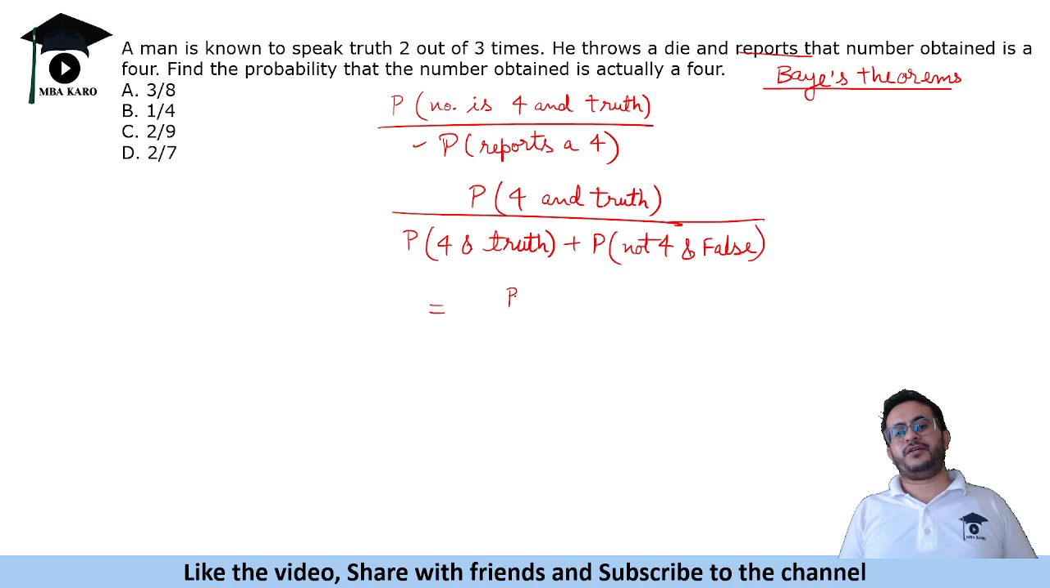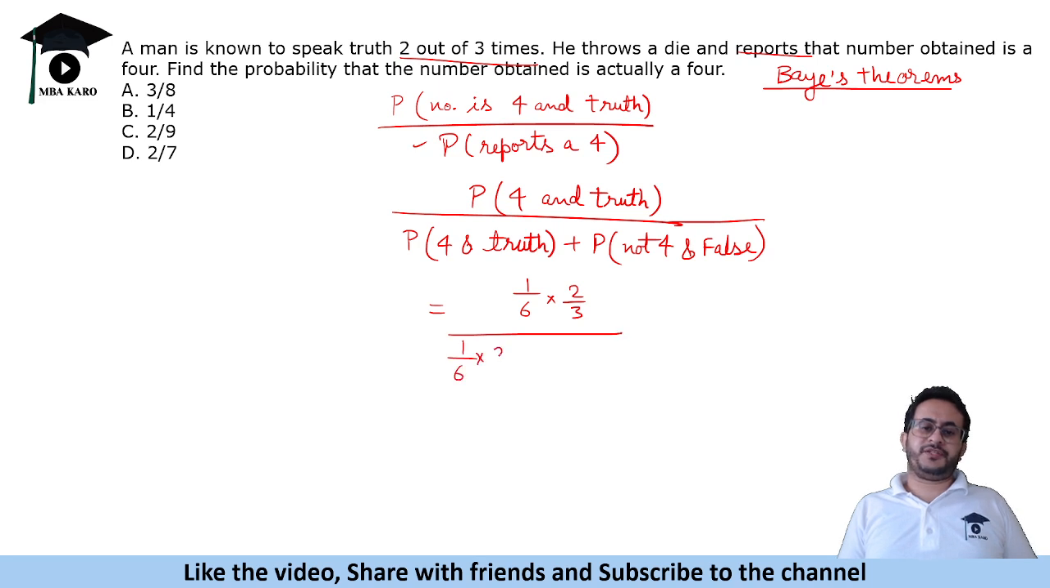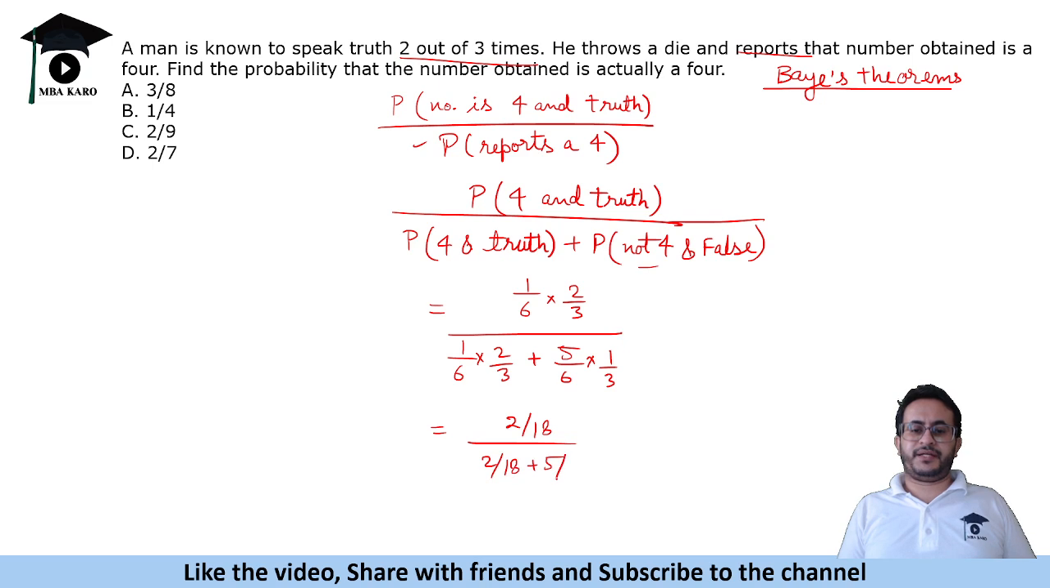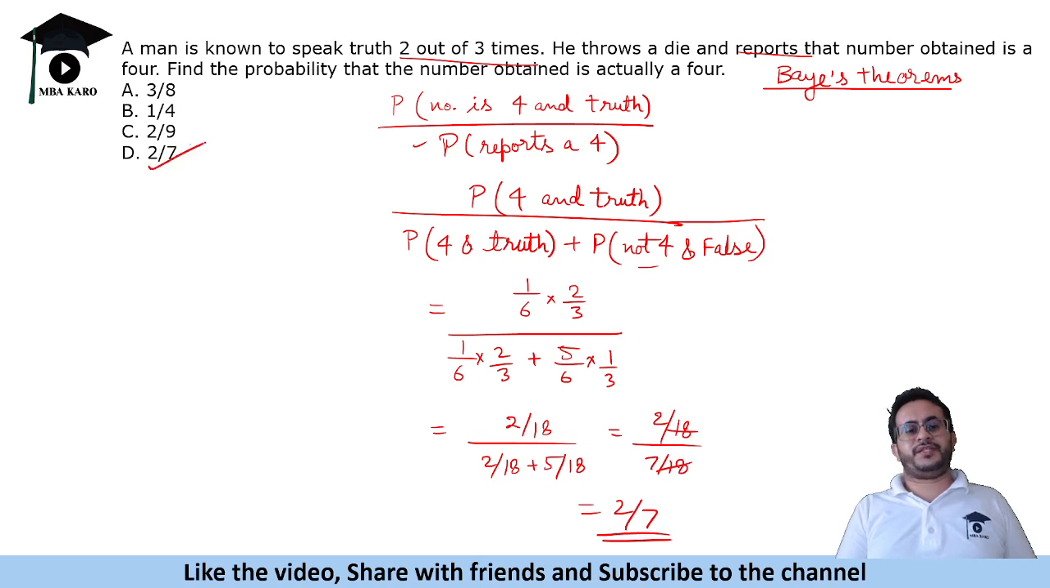Okay, so 4 and truth is how much? Probability of getting a 4 is 1/6, and the person speaking the truth is 2/3. Upon, the first case will remain this only, the second case is not a 4, so 5/6 is not a 4 and he speaks false in 1/3 ways. So we will get 2/18 upon 2/18 plus 5/18. So basically 2/18 by 7/18. Since the denominator is same, we will get the probability as 2/7. So one way is this.